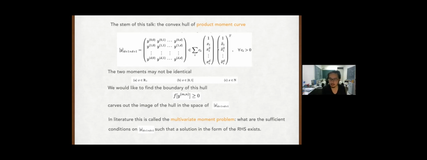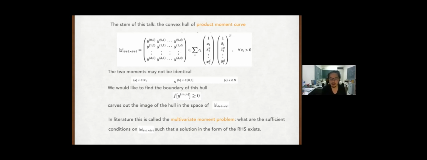Now, in practice, these two moments might not be identical. So for example, one of them might be confined to the positive region where x takes up positive values, or in some bounded region, or in some cases even discrete. So these are not really symmetric in the practical cases that we're using them. Now, the goal is to find the boundary of this hull. So if some big matrix Y is given by the convex hull of this product, then we would like to find the full set of equations that carves out the image of this hull in the space of Y.